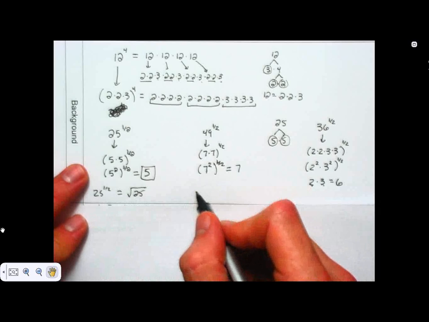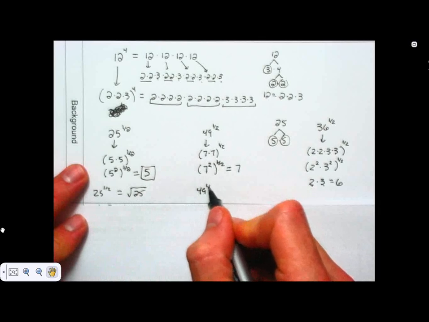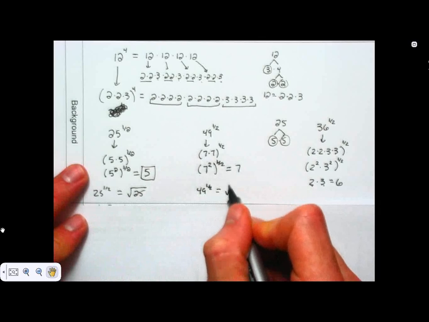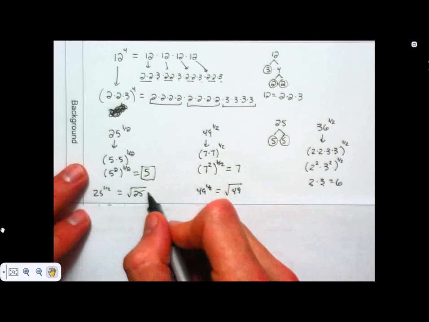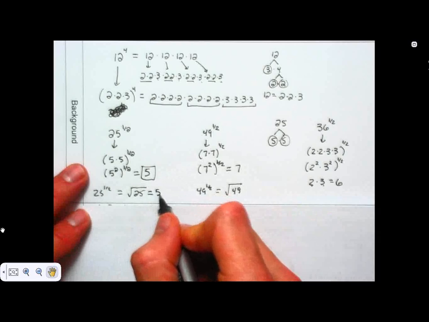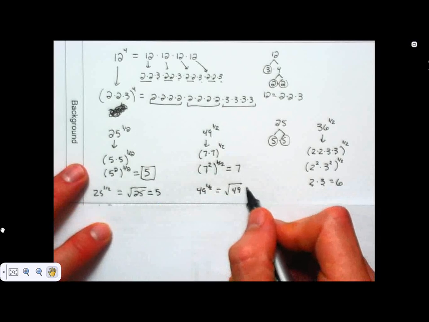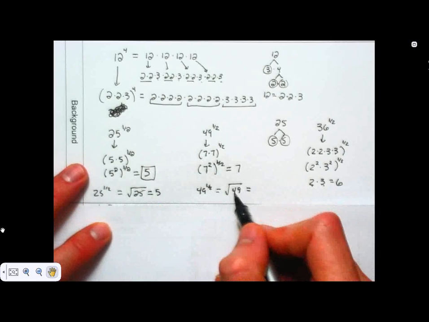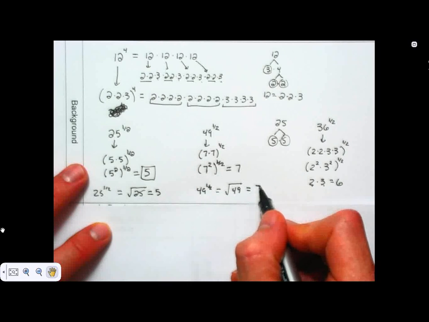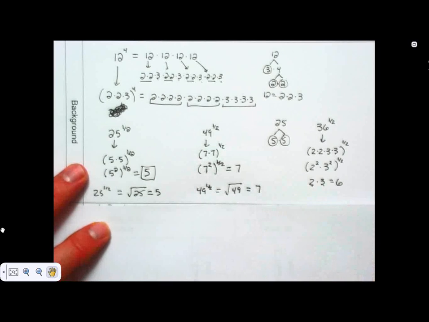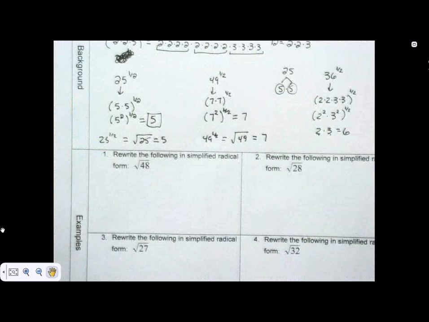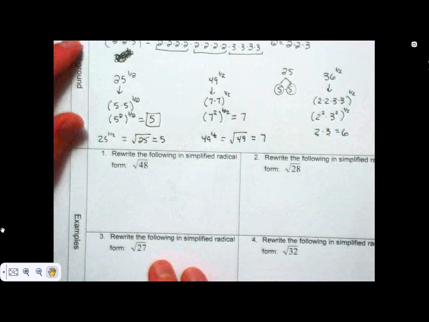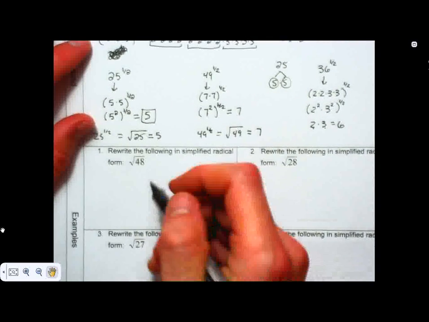So 49 to the 1/2 power is the same as the square root of 49. And as we just found out, the square root of 25 is 5. As we just found out, 49 to the 1/2 power, which is the same as square root of 49, is 7. So let's take a look at how we might apply this to the problems in this section.